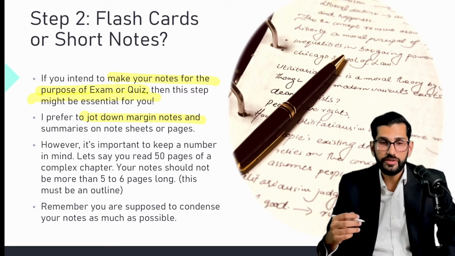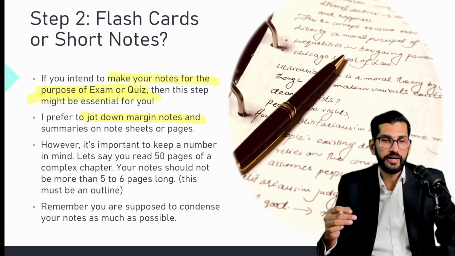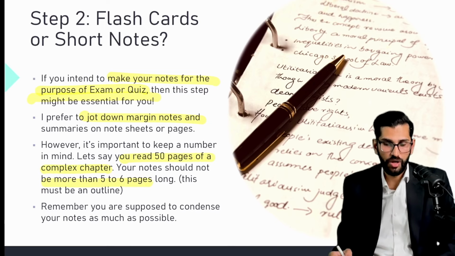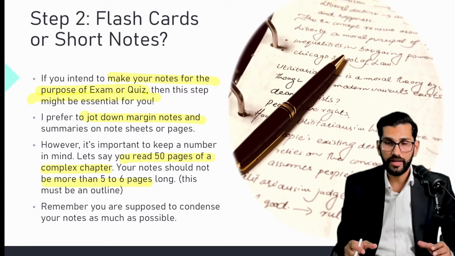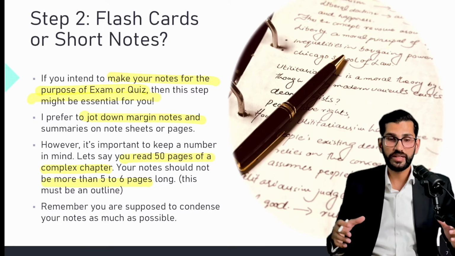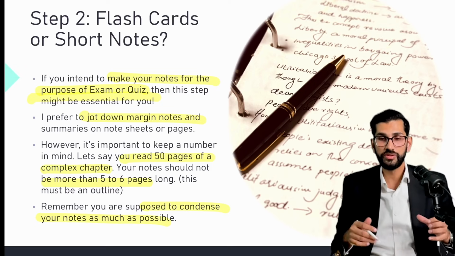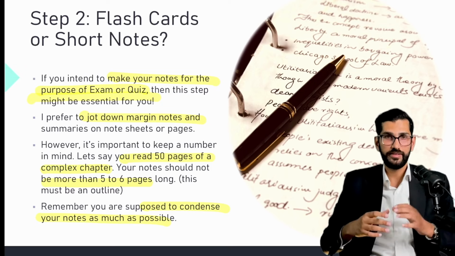However, it is important to keep a number in mind. Let's say you read 50 pages of complex chapter. Your notes should not be more than 5 to 6 pages long. This must be an outline. Remember, the idea is to condense your notes as much as possible. You're supposed to shrink your notes. You're not supposed to recreate the same thing.